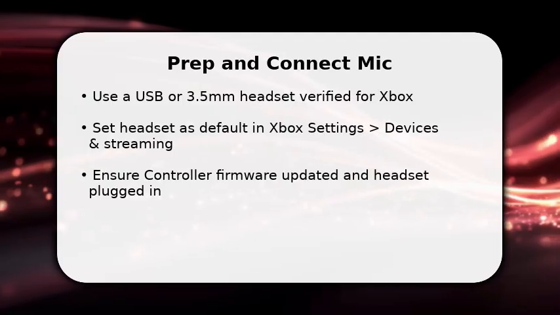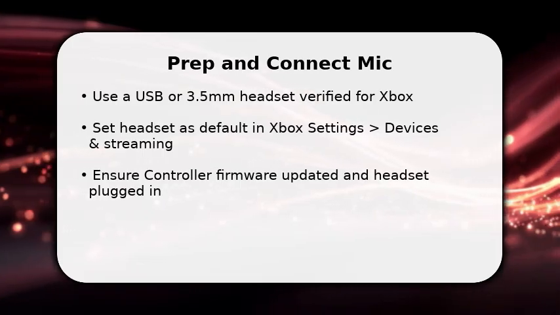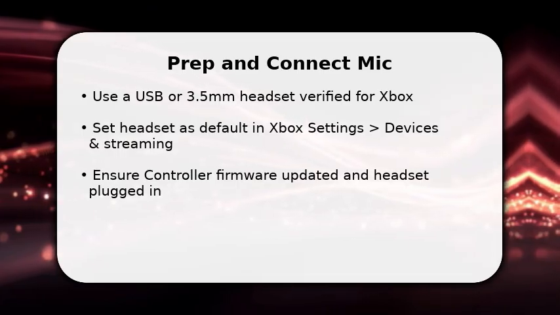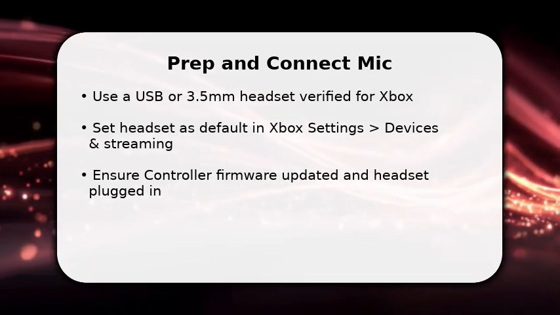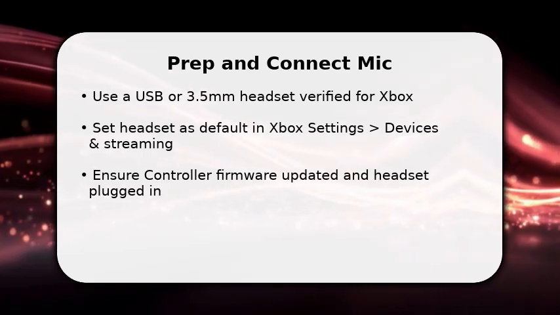You start by connecting a compatible headset or USB mic to your Xbox. This is essential because the console routes voice input through the active device. Once connected, open Settings, go to Devices and Streaming, and make your headset the default input.